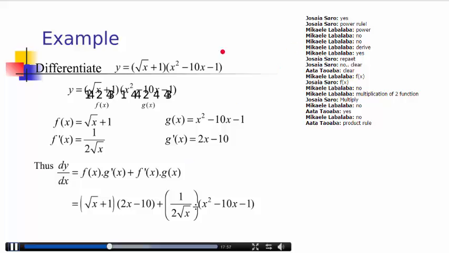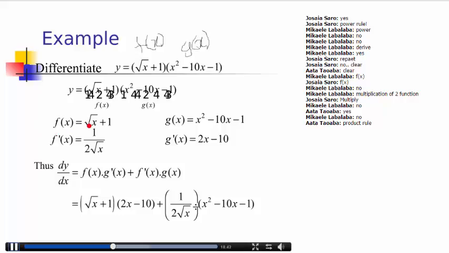So we will be applying product rule, but product rule has f(x) and g(x). So we can just say that the first one over here is f(x). So we consider root of x plus 1 as f(x), and we consider x squared minus 10x minus 1 as g(x). So these are the two different functions. Now what are we going to do? I strongly recommend that you differentiate each function separately, like it has been written here, right?